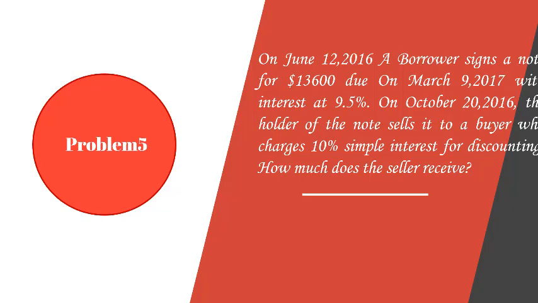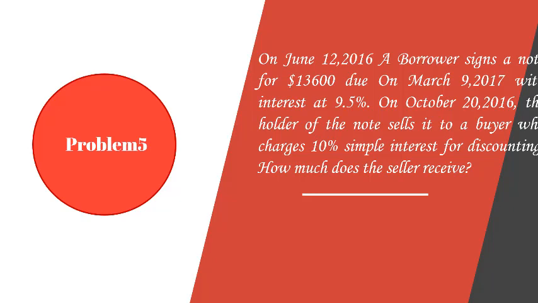Problem number 5. On June 12, 2016, a borrower signed a note for $13,600 due on March 9, 2017, with interest at 9.5%. On October 20, 2016, the holder of the note sells it to a buyer who charges 10% simple interest for discounting. How much does the seller receive?